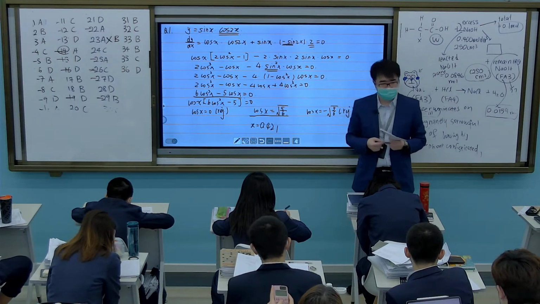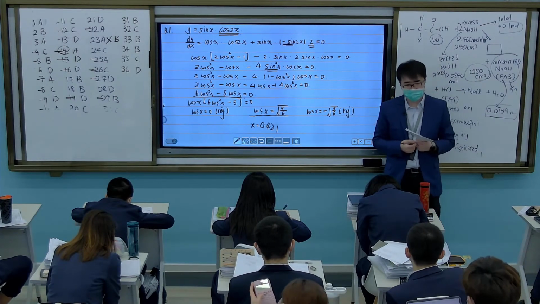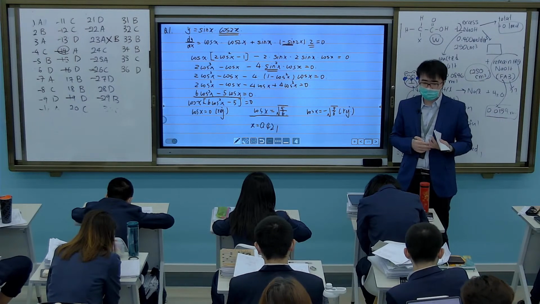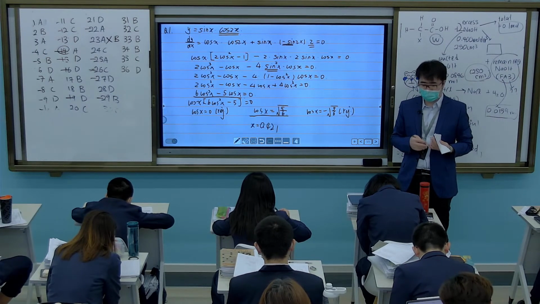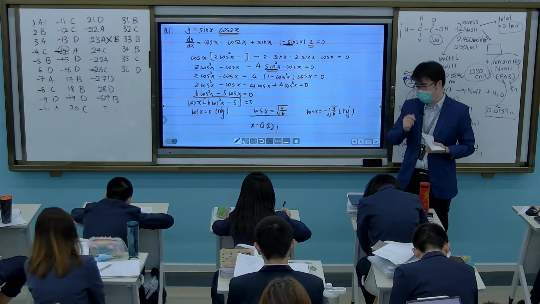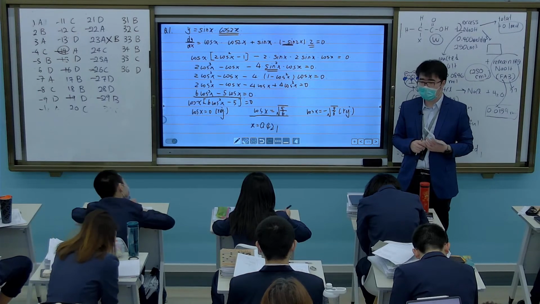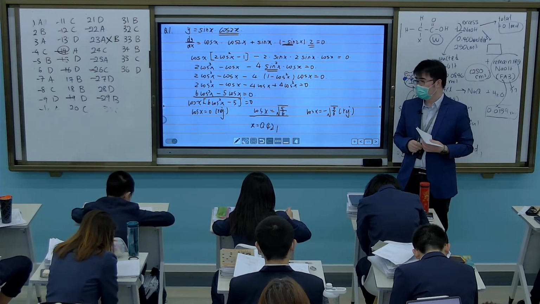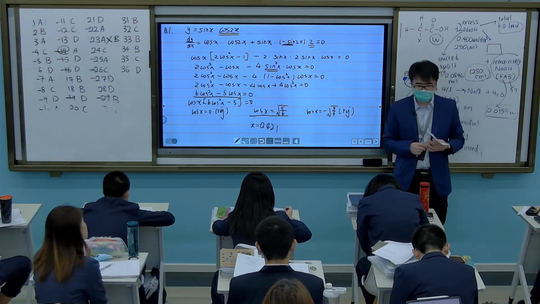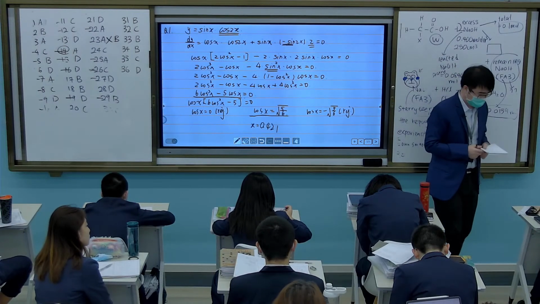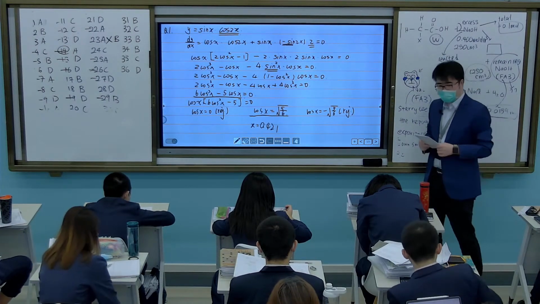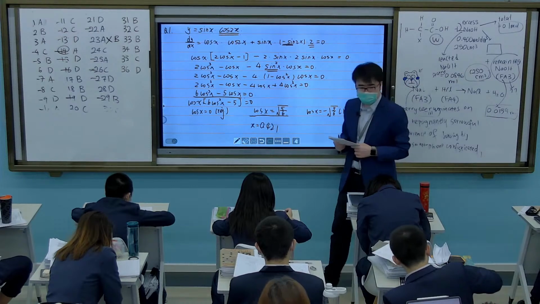1/6. Square root of 1/6. Sine is 1/6, not 1/5. You can check your answer again. Okay?